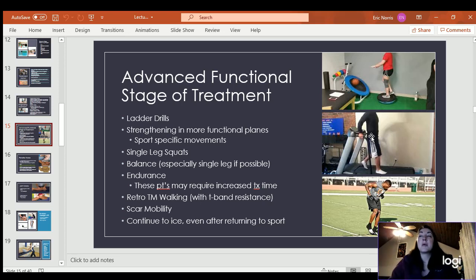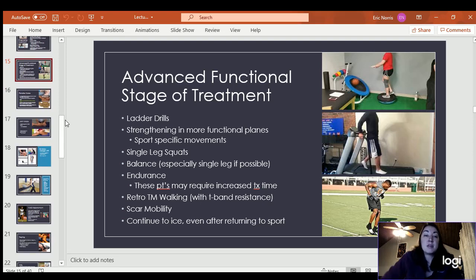And then scar mobility. Again, make sure that you are mobilizing the scar, getting as much movement as possible as it is still immature and it's still maturing, so that as it matures, it has movement and looks more and more like the surrounding tissues, rather than getting fixed and causing range of motion limitations. And then ice is continued usually with knee patients for a while, even once they return to their sport. They'll often need ice after each practice and each game for a while.